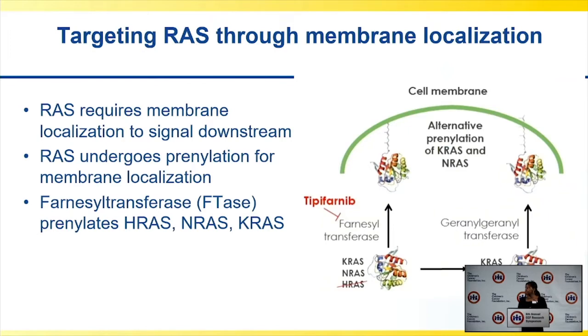The RAS protein requires membrane localization to signal downstream, and it undergoes a process called prenylation, in which the RAS protein acquires a lipid tail as a post-translational modification. This then allows the protein to anchor to the plasma membrane, and this is a necessary step for the function of RAS in the cell. The enzyme farnesyltransferase catalyzes this reaction for the HRAS, NRAS, and KRAS isoforms. And so this enzyme became an attractive target for drugs to try to inhibit oncogenic RAS.